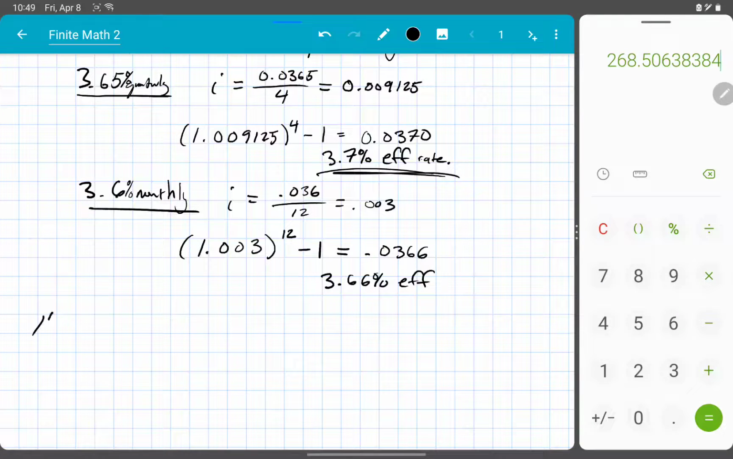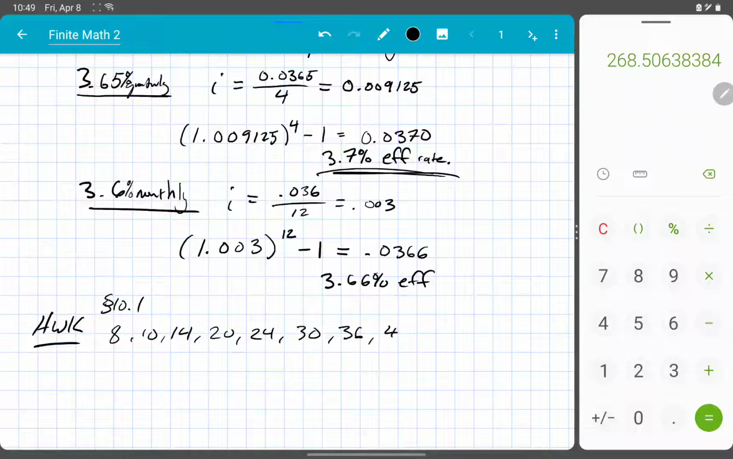Okay, let me write down the homework for Monday because we're basically out of time. This is section 10.1: 8, 10, 14, 20, 24, 30, 36, 40, 48, 56, 60, and 64.